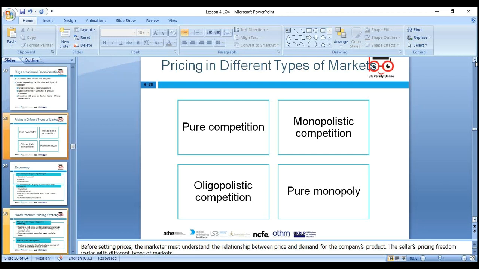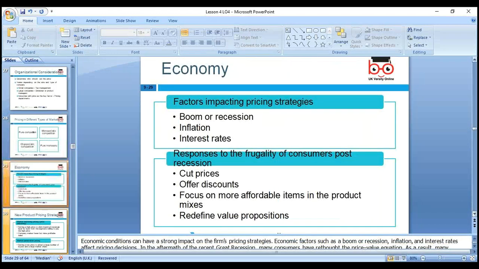Monopolistic competition is where a few companies compete with each other, and companies can come and go. Pure monopoly is where only one company controls everything, or has the power to influence the price, or can kick out other suppliers. So we need to look around all this and decide.